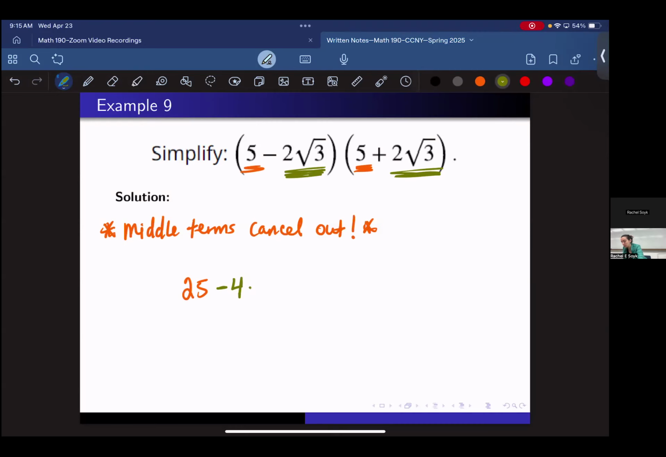And the square root of 3 times the square root of 3 is 3. Negative 4 times 3 is a negative 12. And what's 25 minus 12? 13. And so that's your final result. And that's it.